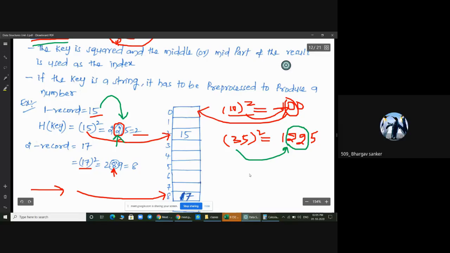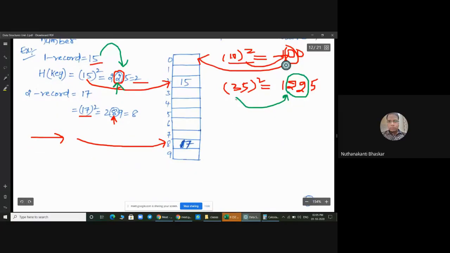Okay, sir. Now where can you insert this? This 35, you are going to insert it into where?